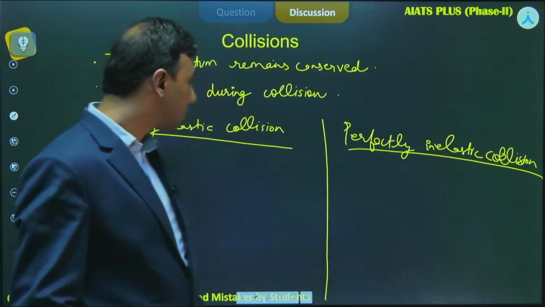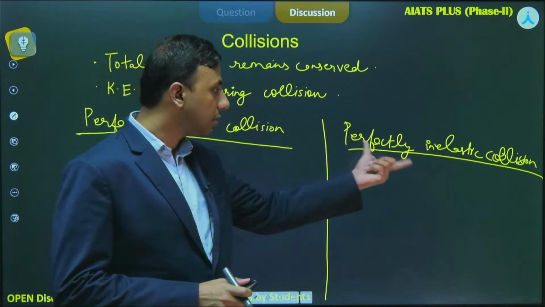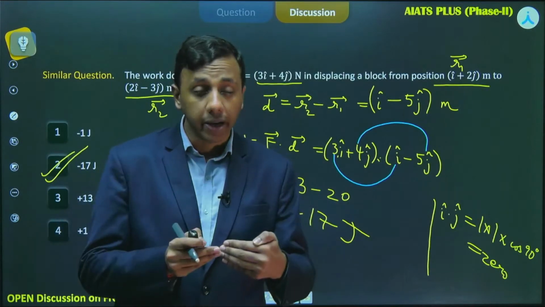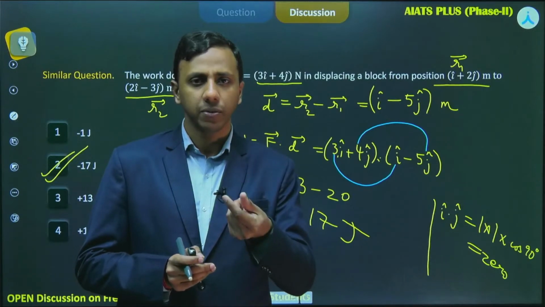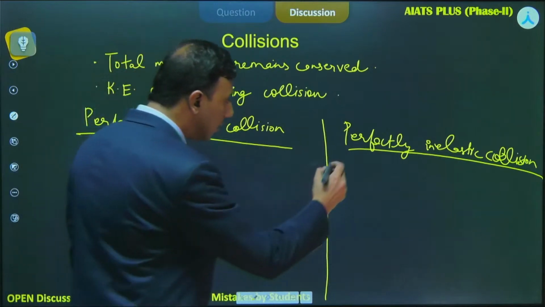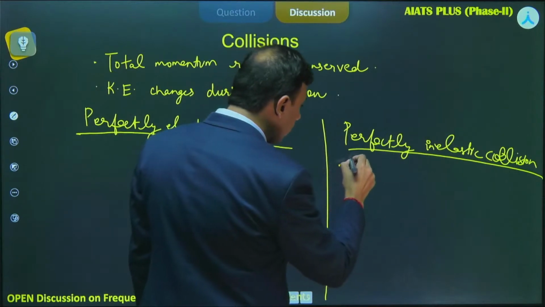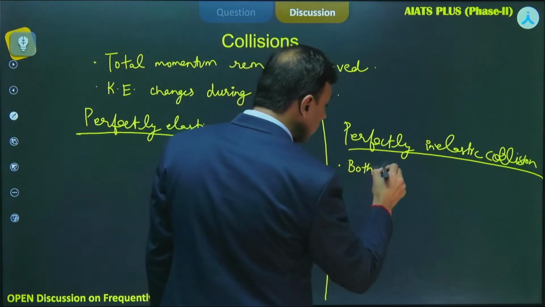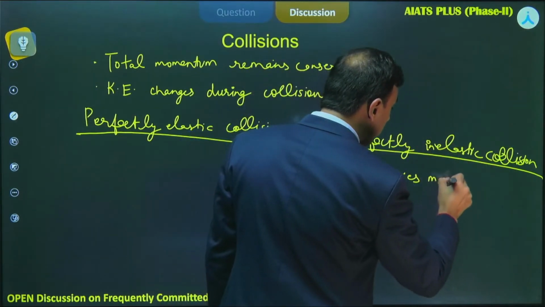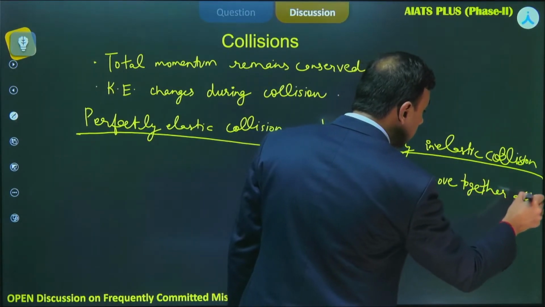Perfectly inelastic collision, right? So what does this mean exactly? See here, let's say for example two balls are approaching each other and colliding. What will happen during collision? Deformation will happen, and you need to remember what happens after the deformation. You can write down both masses: they move together after the collision.